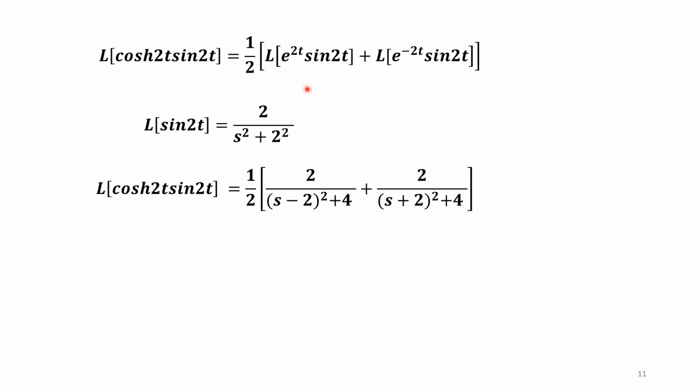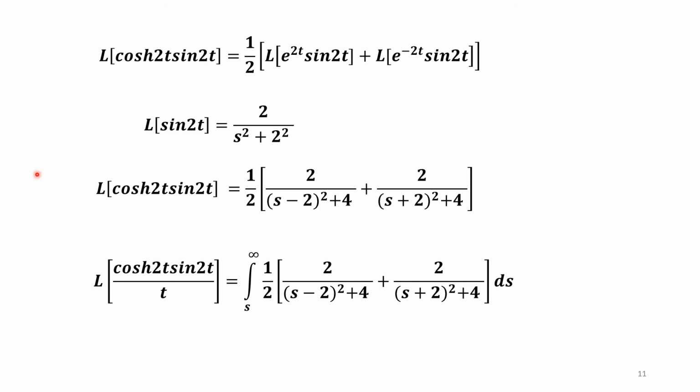So in the first function, we have replaced s by s minus 2. To get the Laplace transform of the second function, s is replaced by s plus 2. Now this is the Laplace transform of the numerator. So now we require cos h2t sin 2t upon t. It's division by t, which means whatever answer we have got for the Laplace transform of the numerator, that answer is to be integrated between the limits s and infinity.